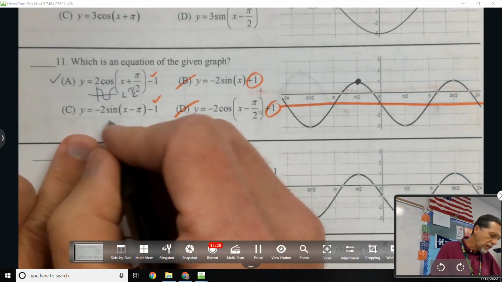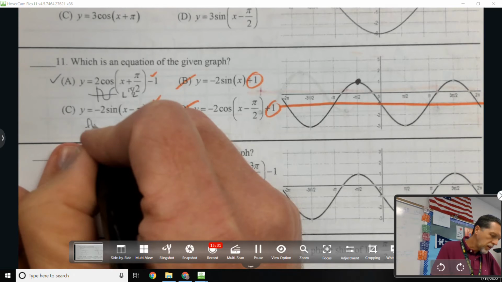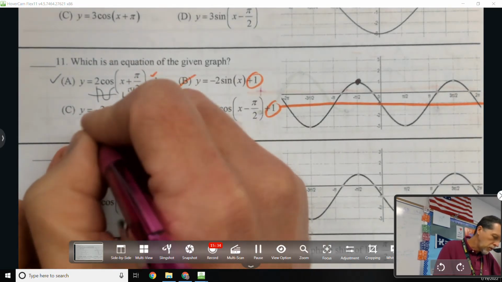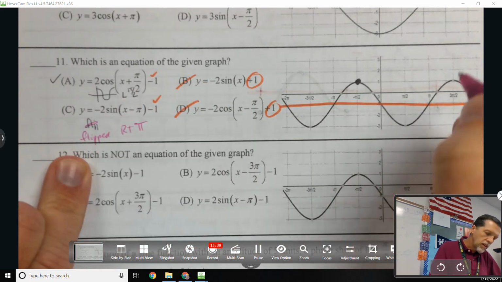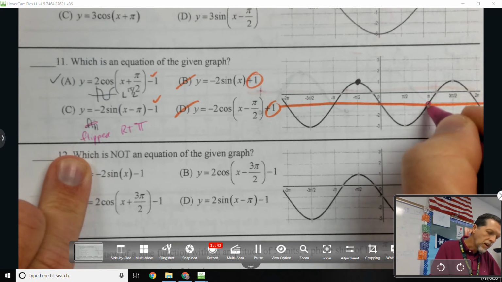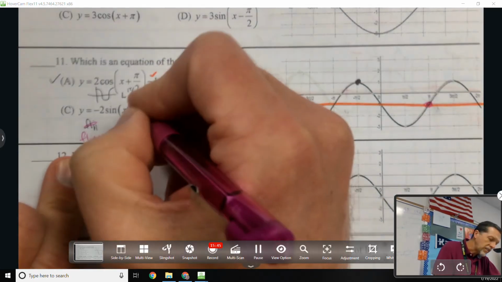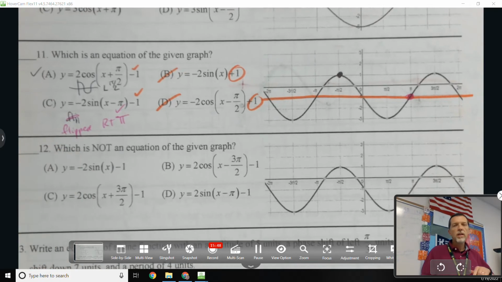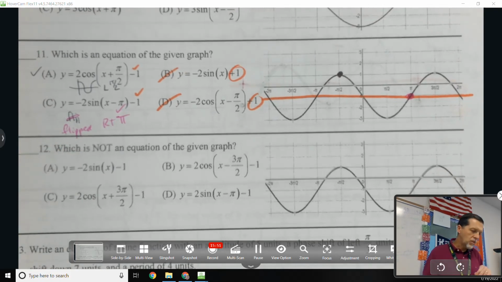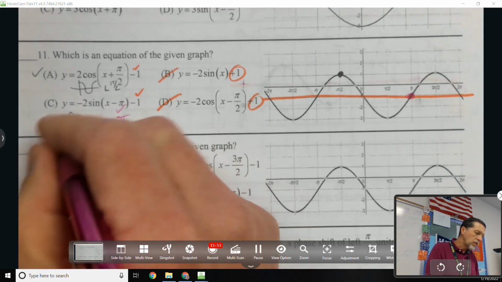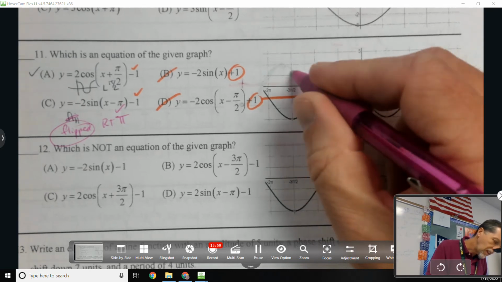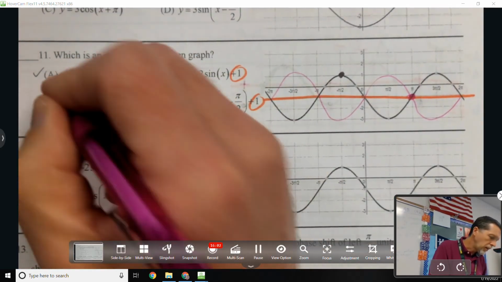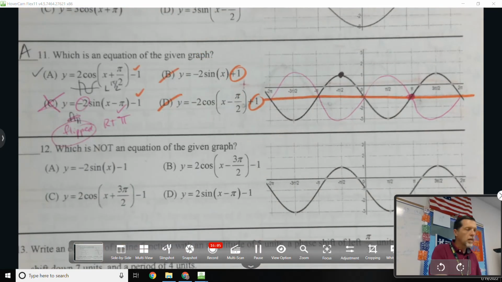So a sine graph flipped. Switch to red here. Flipped and right pi. So if I go right pi, that puts me there. So the right pi checks out. So why doesn't C work? Because it's flipped. If it was flipped, it would look like this. So C's out because of the flip. So the starting point was right, but the flip was wrong.